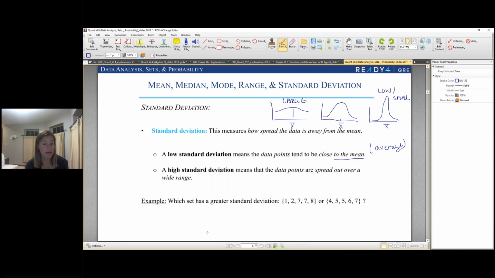Cool. So in this example, it says which set has a greater standard deviation? 1, 2, 7, 7, 8, or 4, 5, 5, 6, 7? Which one is a greater standard deviation? Well, the first step is you find the mean, which in this case, because I've done it before, is 5. And in this case, the mean is, I forget, it's like 4.5, I think. 4 plus 5 plus 5 plus 6 plus 7 divided by 5.